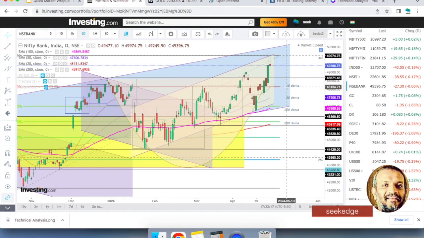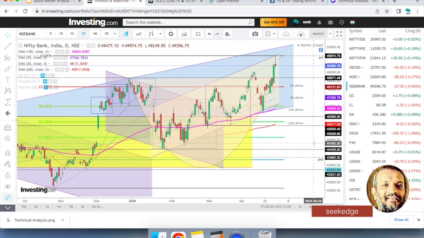And the Fibonacci 23 comes in at 48,150. You have the 20 exponential moving average at 48,131. So 48,150 is going to be a very good support, considering the confluence of the 23 Fibonacci retracement plus the 20 exponential moving average. If that is breached, then you have the 48,000 round number, and then 47,500. 47,600 support would come in at the 50 exponential moving average, and then 47,000, the round number, and if that is breached, you go to the 100 exponential moving average at 46,869.